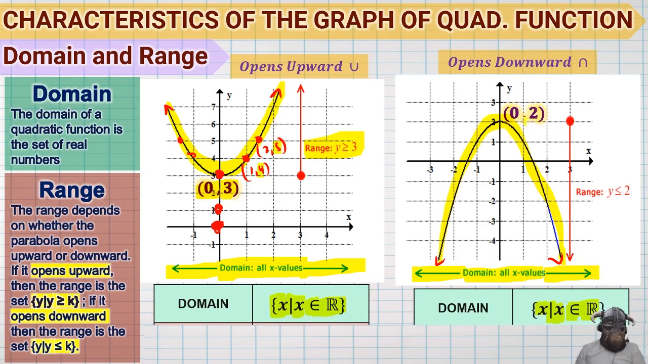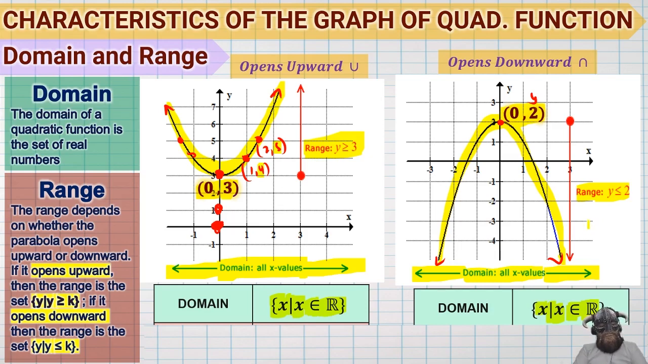Kapag naman yung parabola mo is opening downward, simula dun sa vertex. So, in this case, we have positive 2 as the value of our y. So, from there, pababa naman siya. So, the set of y values in this given parabola is going down. Ano, yung direction niya pababa. So, that means your range is y is less than 2. Pababa siya. From the vertex, y value is 2, pababa.